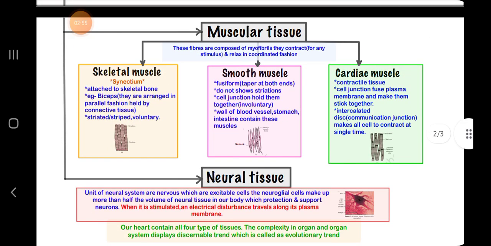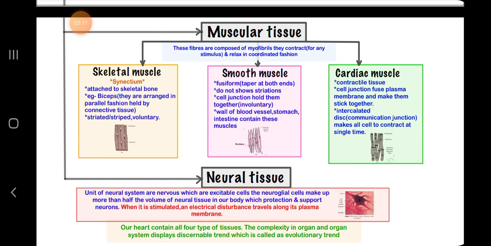Then muscular tissues. Fibers are composed of myofibrils. They contract and relax in a coordinated fashion. There are three types of muscular tissue: skeletal, smooth and cardiac muscle. Skeletal muscle is attached to skeletal bone. Example: biceps, which is striated, striped and voluntary.